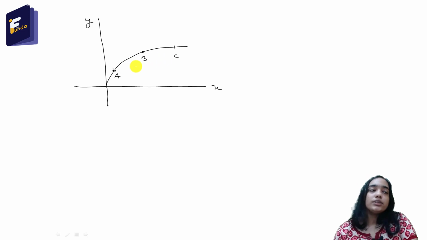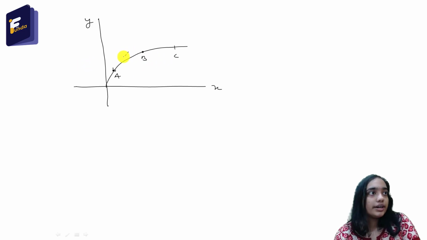And how are we going to find the slope? We are going to draw a tangent at this point. So let us draw a tangent at A.